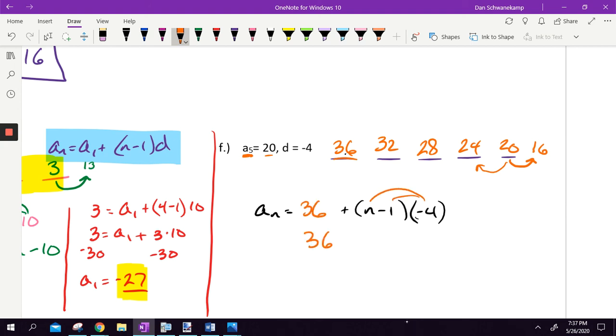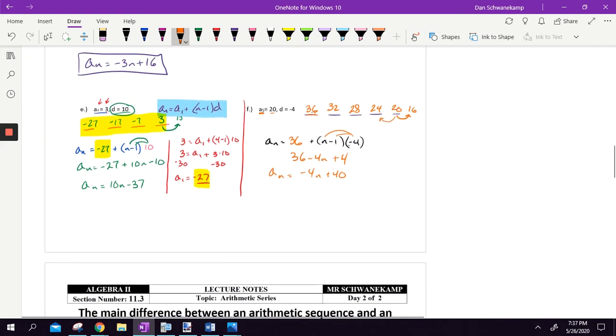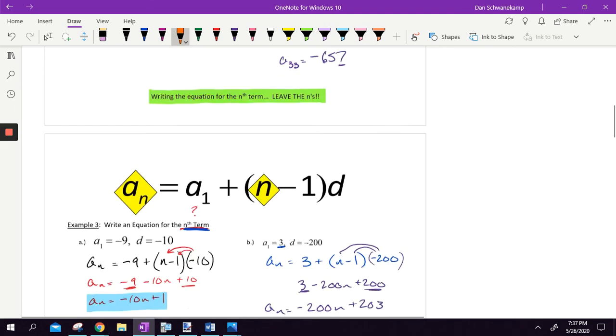So 36 minus 4n plus 4. A sub n is equal to negative 4n plus 40. That is writing the nth term of the sequence. Again, it's handy because I can then use that to find all of my terms.